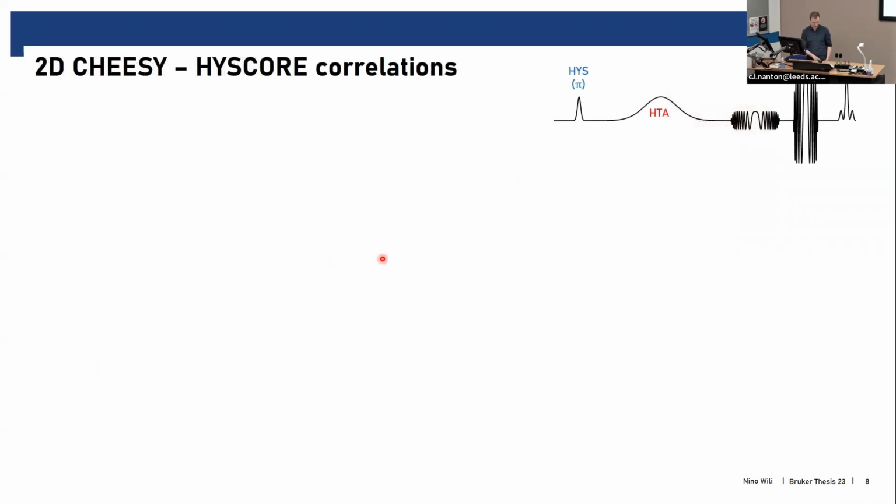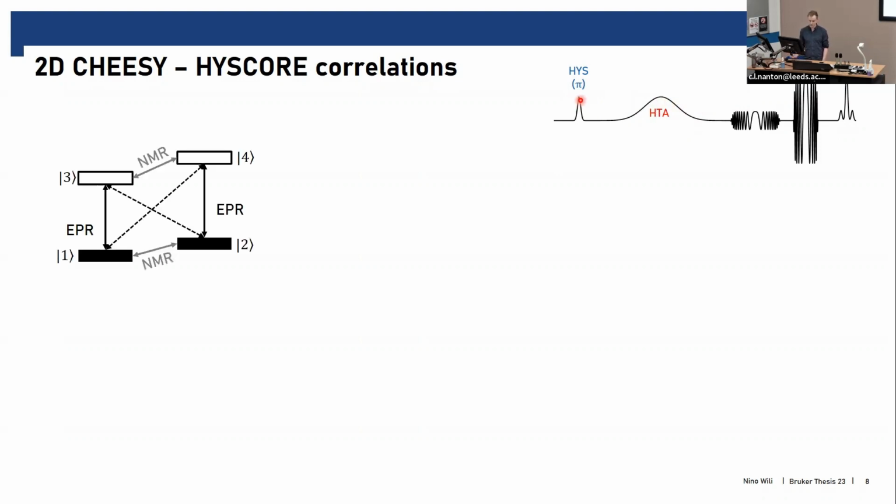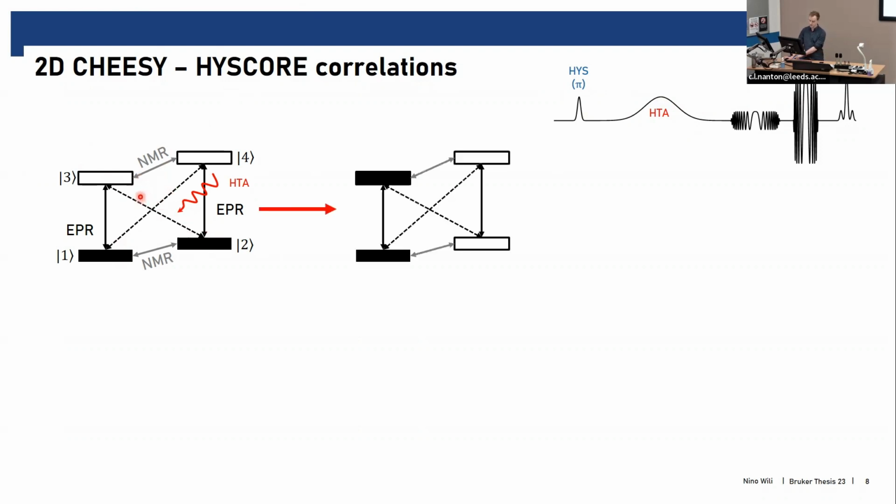Another thing you can do here is 2D correlations. So instead of only using one hole burning pulse, you could use a selective pi pulse. And if you think about the energy levels for an electron nuclear spin system like this, how EDNMR works is that you hit these forbidden transitions, and this would move the population from this level up to this level here. And that's why you get a hole on this transition and on this transition, actually.